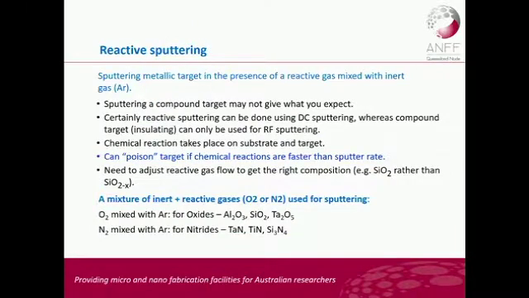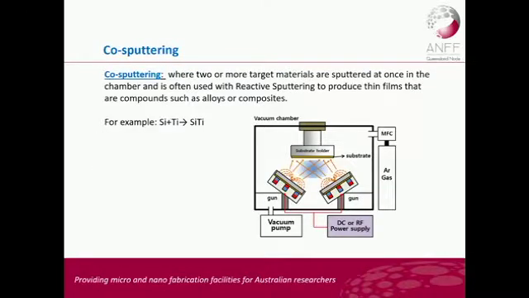So another technique is called reactive sputtering. Reactive sputtering means we use another reactive gas to react with your target atom to form other compound material like oxide or nitride material. And another technique is called co-sputtering. Co-sputtering means you can use 2 or 3 sputtering sources at the same time, and then you get composition of different material. So like you can sputter silicon and titanium at the same time, you can get titanium silicon material on your substrate.